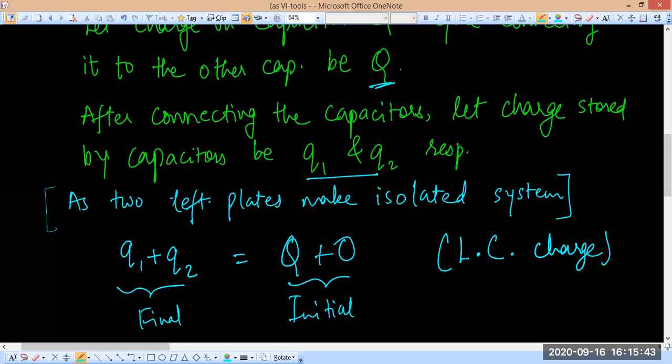This is actually the most important step in this question, right? The rest is all just like maths, there's nothing else in it.